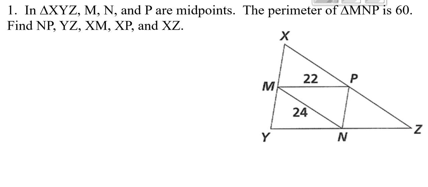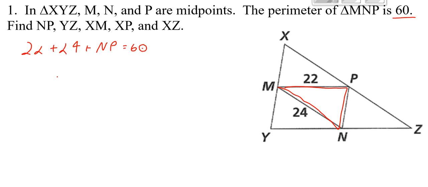Here I'm given some points, and we know that M, P, and N are midpoints of the sides. We know the perimeter of triangle MNP is 60, so we need to find these other measures. The first measure that I want to find is NP. In triangle MNP, we know that the perimeter is 60, so I know that 22 plus 24 plus NP is equal to 60.